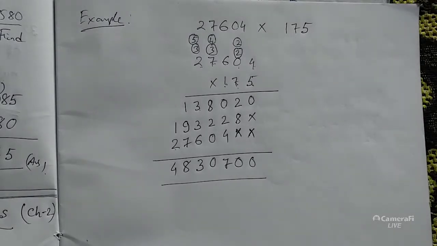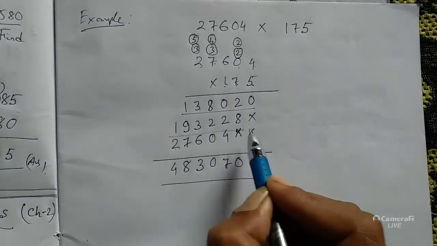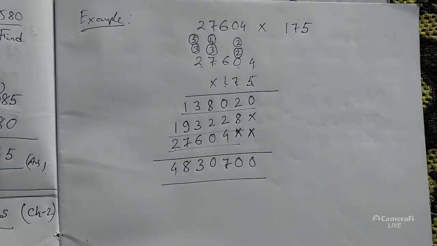So in this way we can multiply any multiplicand with a 3 digit number. Always we get 3 rows. Okay, 3 rows we are getting. Now whenever we have to multiply a number with a 4 digit multiplier.